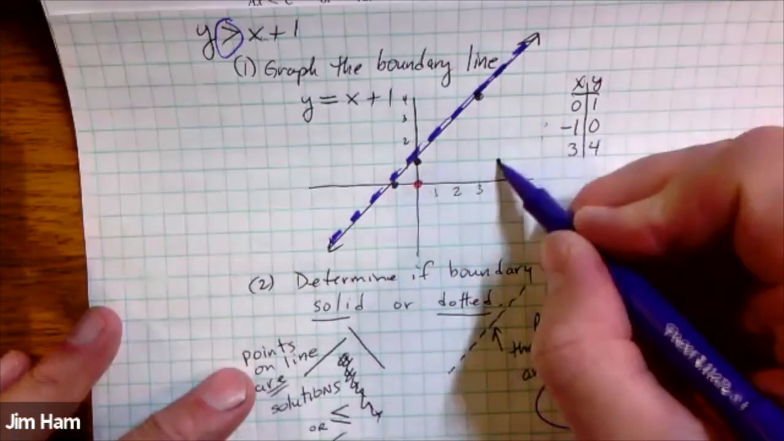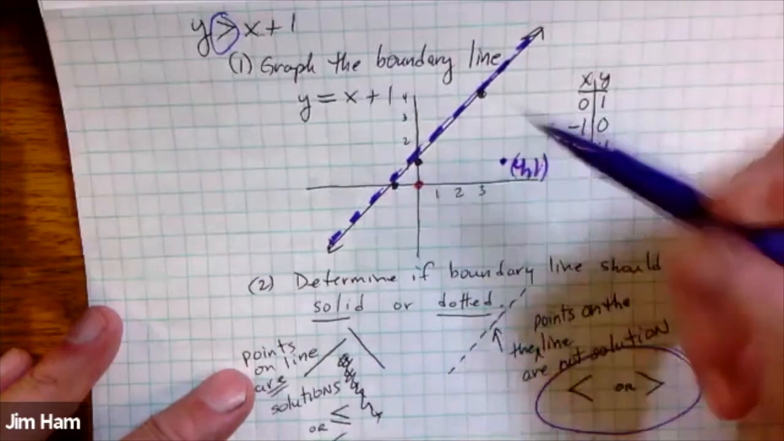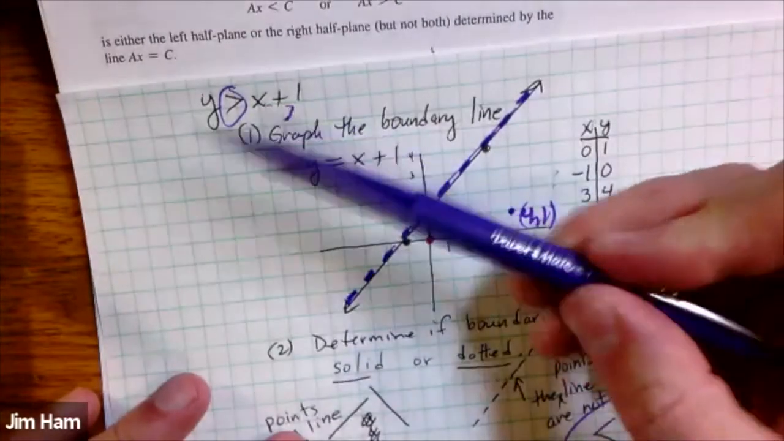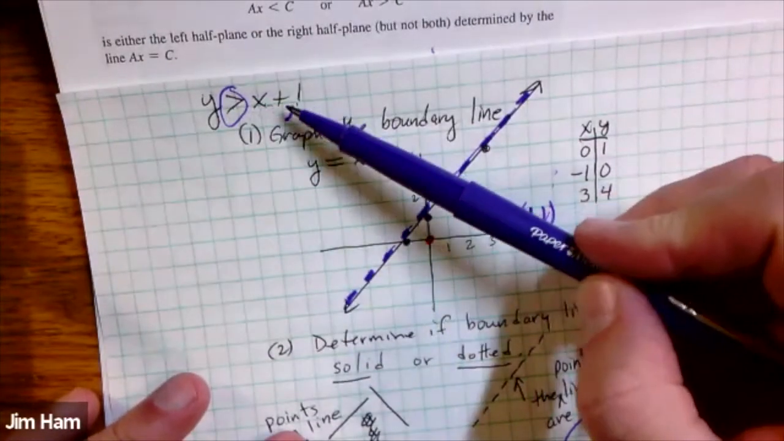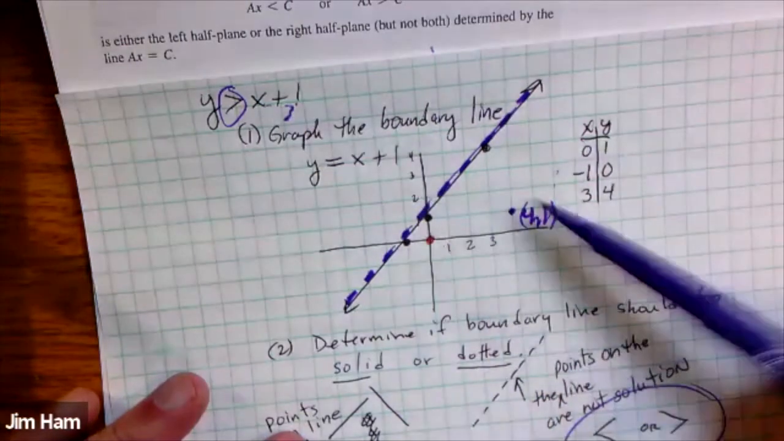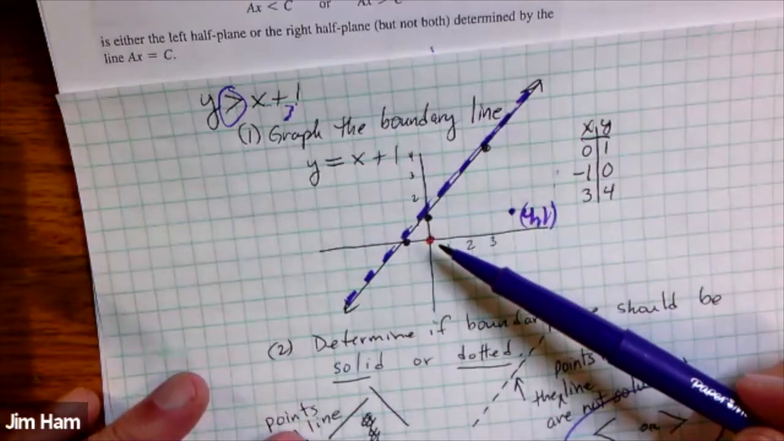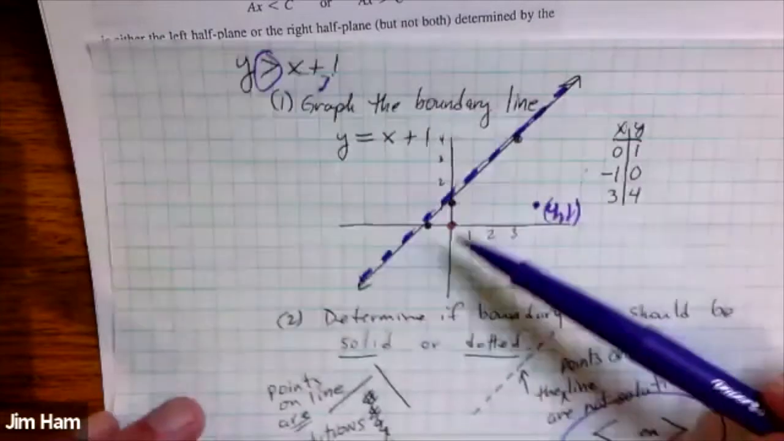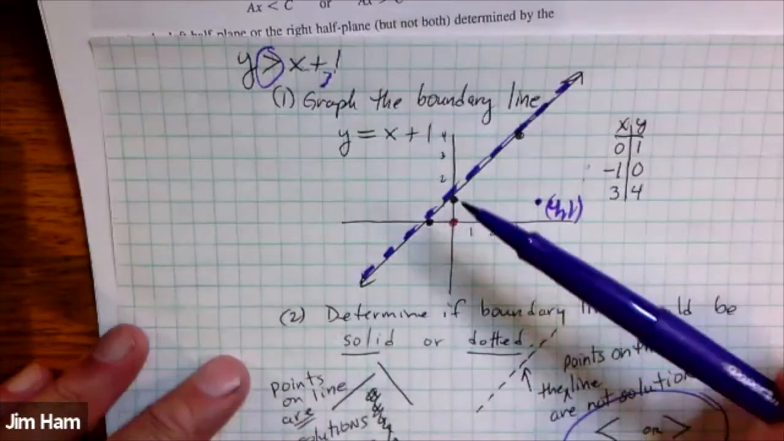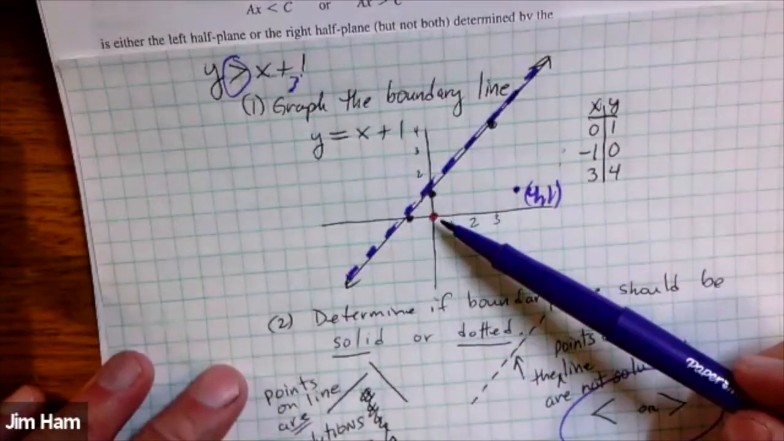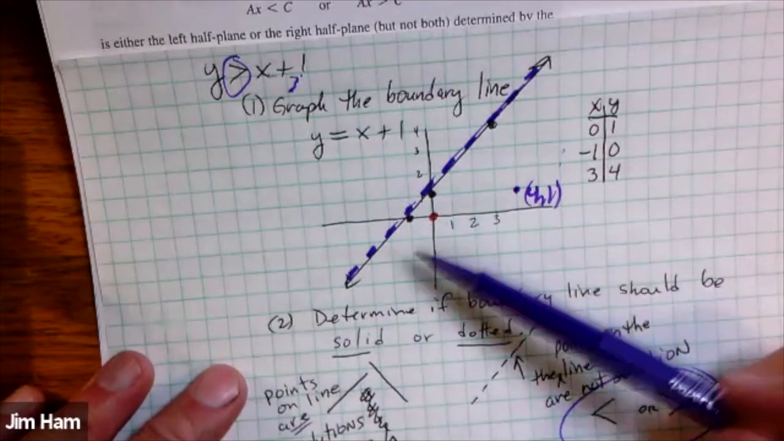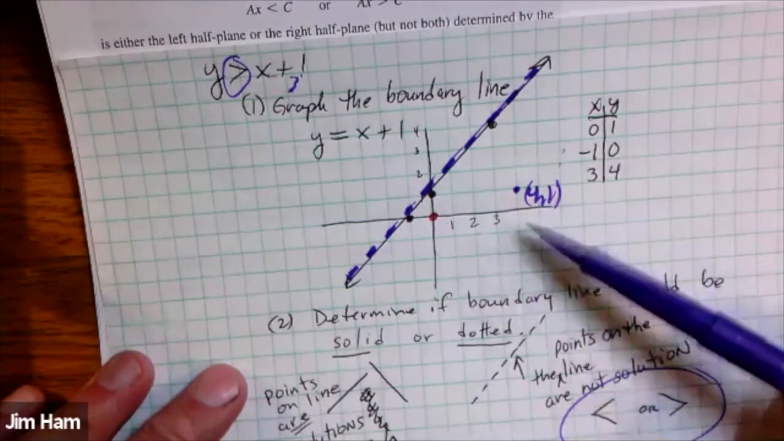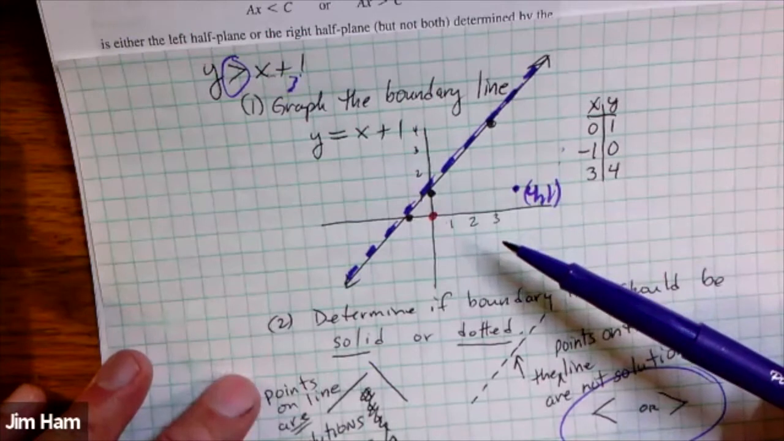Here's another one. This is the point 4, 1. You could see that 4, 1 doesn't work either. 1 greater than 4 plus 1? No, it doesn't work. None of the points down here will work. If you find one that doesn't work, then none of them work. Another way to say that is if you find a point that doesn't work, then none of the points on the same side are solutions, and everything on the other side of the line are solutions.